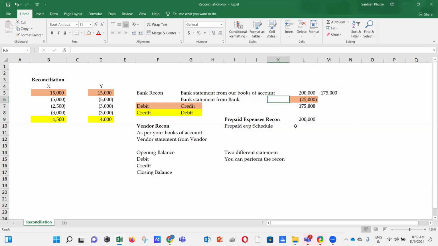So anyone who has a basic idea about it is able to perform the reconciliations. We just have to match the same transactions in both the books. Whichever transactions we have in one book, the same we have to match in the other books of accounts as well. That's going to be the part of your reconciliations.